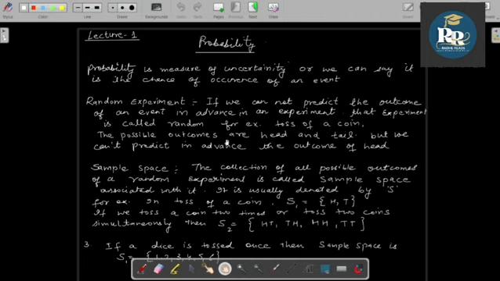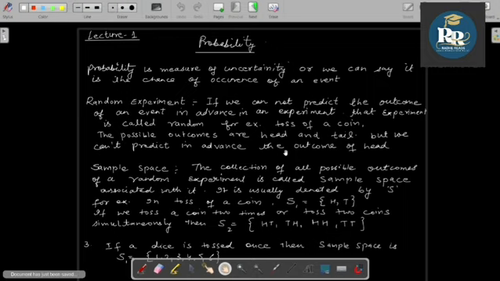We have two types of experiments. The other one is deterministic experiment. The experiments which you do in your physics lab, chemistry labs, right? Those are deterministic experiments because in them you know the outcome. For example, if you perform the experiment for acceleration due to gravity, it will surely come out to be nearby 9.8, right? So that is a deterministic one.